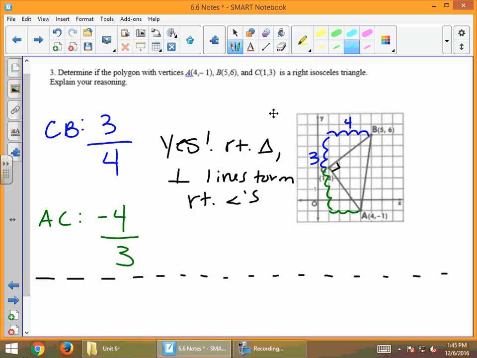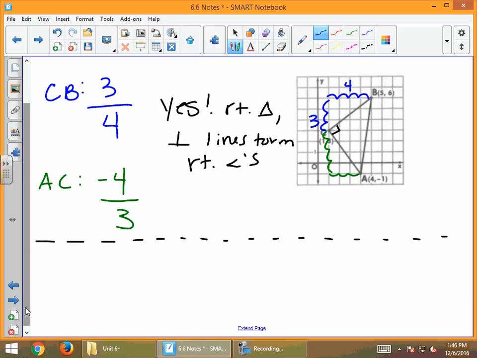So which side do we want to find first? CB, AC, or AB? For the sake of the problem, we're going to help you out. Let's not find AB first. We'll find AC. So we're going to find the distance of AC, and again, what do we use to find distance? Pythagorean theorem. After you're told to find distance, we're just using the Pythagorean theorem.